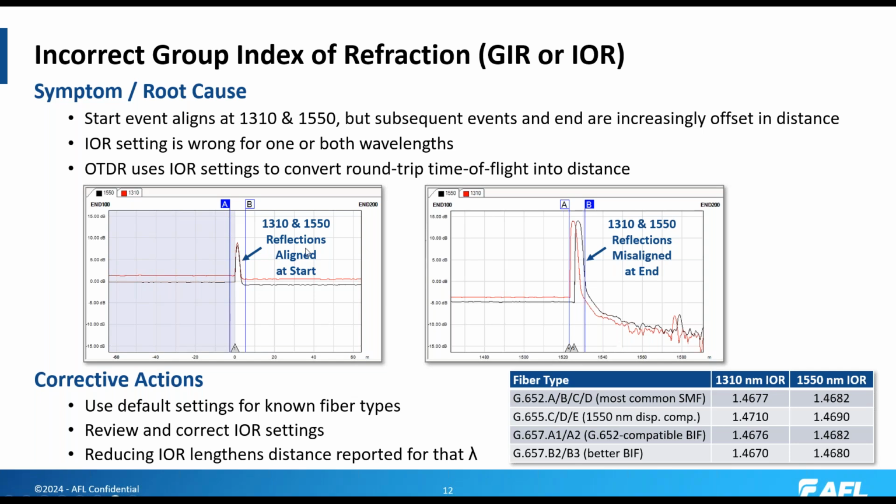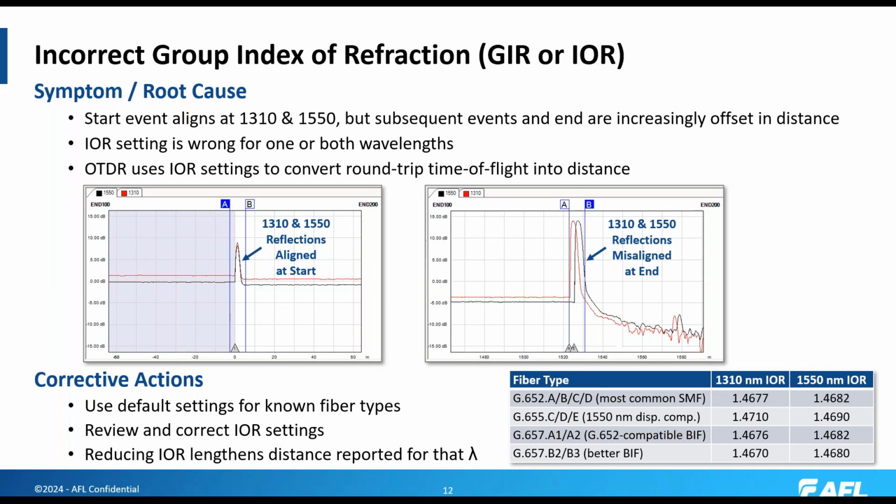Corrective actions: use the default setting for the known fiber types, and I've identified some of those common fiber types here. Review and correct your IOR settings if you see that your end is misaligned. If the misalignment is enough, this will show as two separate events, even though we know the fiber only has one end. If you reduce the IOR, it will lengthen the distance reported for that wavelength.